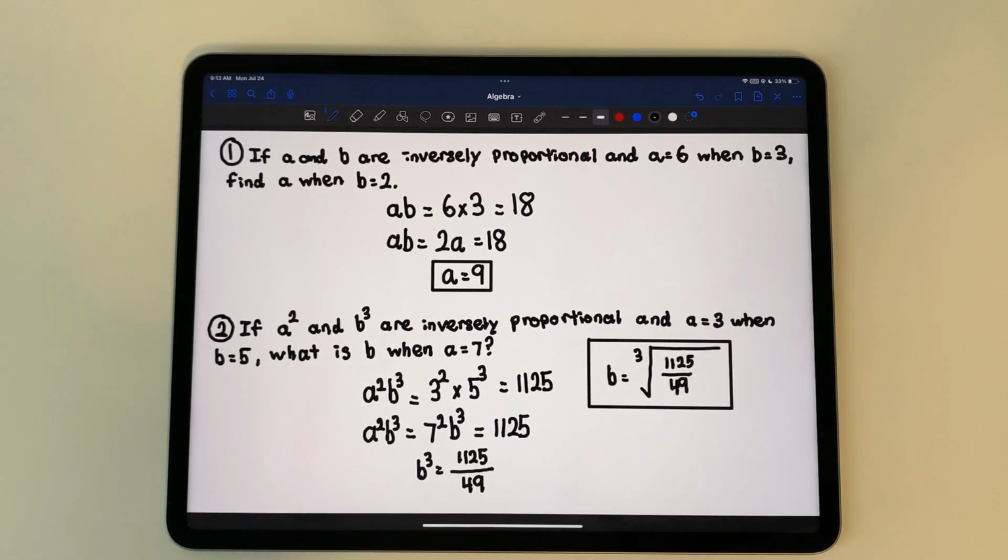There we go. So that concludes this video on inverse proportion. Now let's take a look at some example problems which use inverse proportion to solve them.